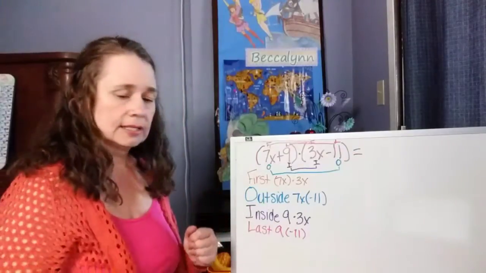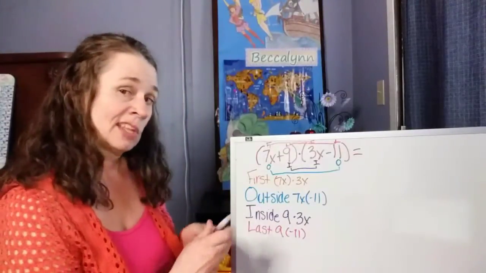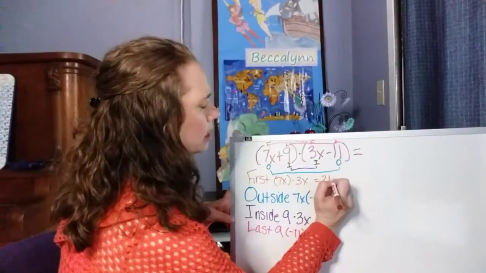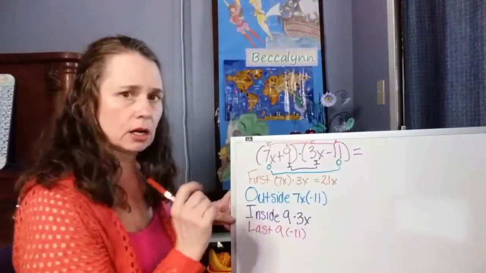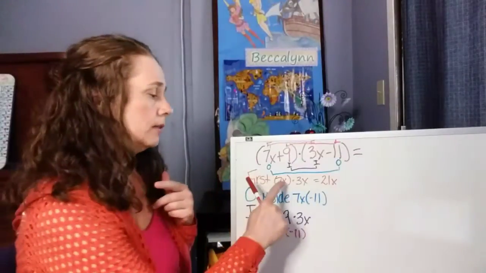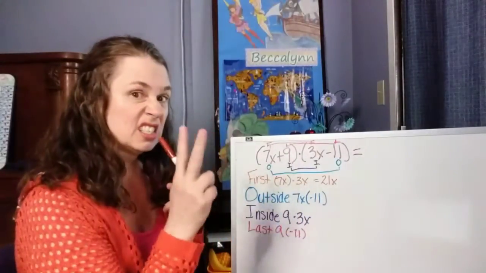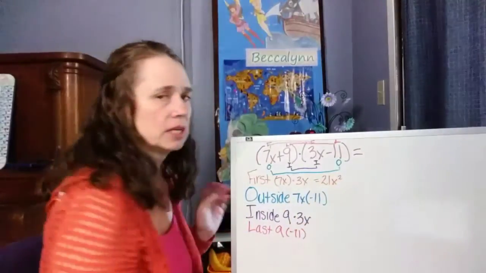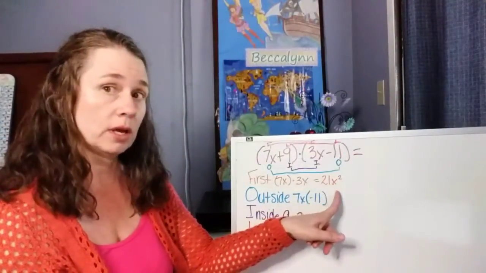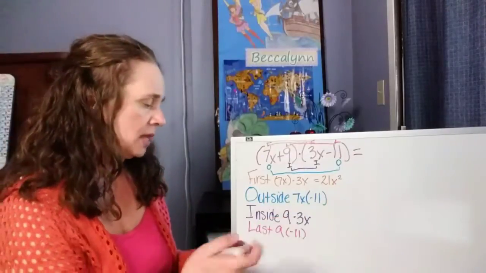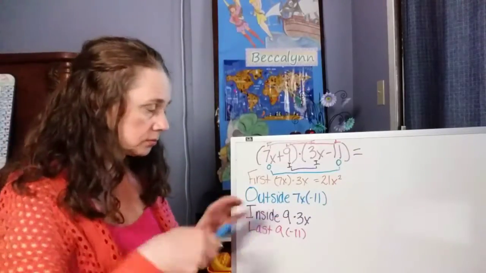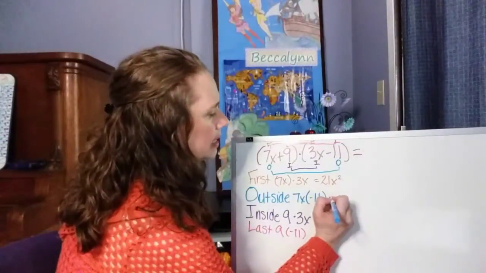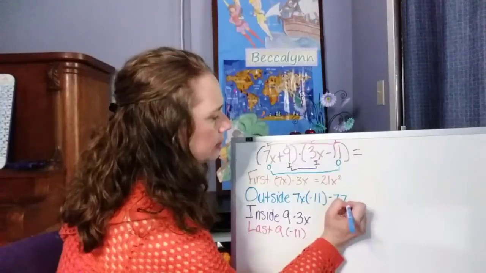So first, 7 times 3 is 21x, but we have two x's here, and we need to make sure we remember that x times x is two x's, right? So that's x squared. We need to make sure that there's an exponent with our x right there, so x squared. So for our outside, we have 7x times negative 11. That gives us a negative 77.